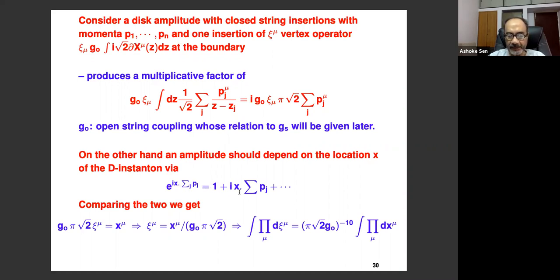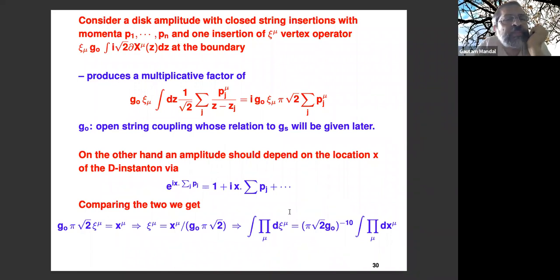And so if you expand this in a power series in x, you get 1 plus ix times sum over pi and so on. The idea is that you compare the coupling of xi-mu with the disk amplitude and the x with the disk amplitude, and read out the relationship between xi and x. So this gives you this combination, g open times xi-mu times pi root 2, is equal to x mu. That fixes xi-mu in terms of x mu. And that means that when you have this integral over xi-mu, you convert it to the integral over the x mu's with this measure factor. So that gives you part of the gs to the 3/7 that you saw. Part of that will be from here.